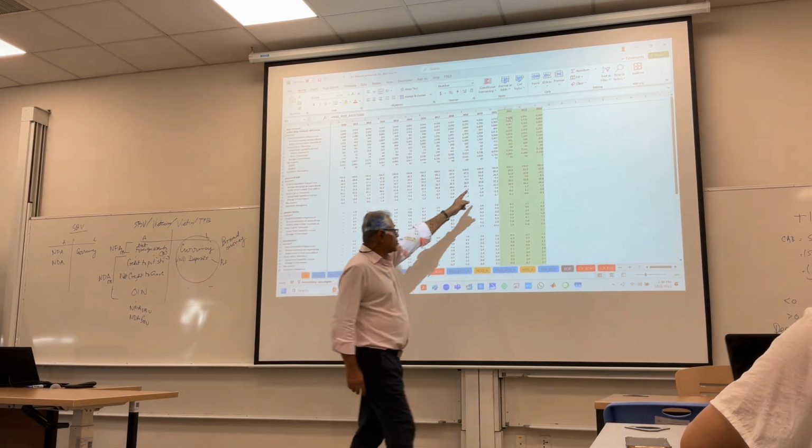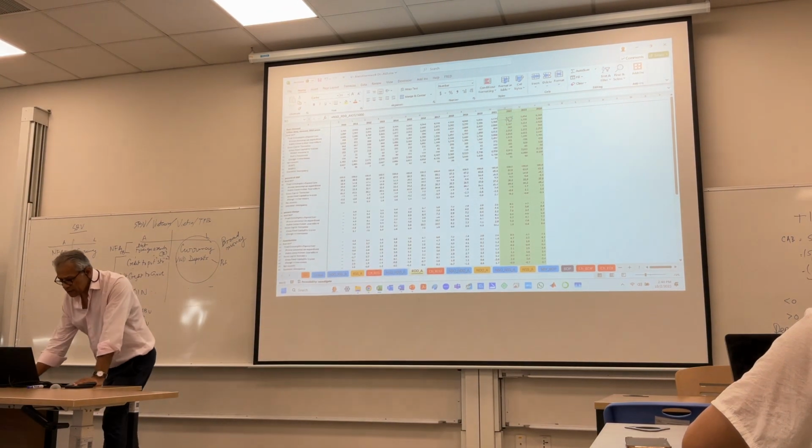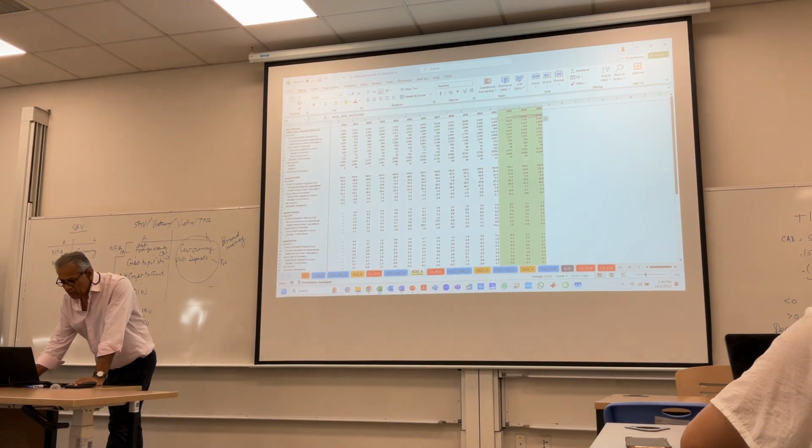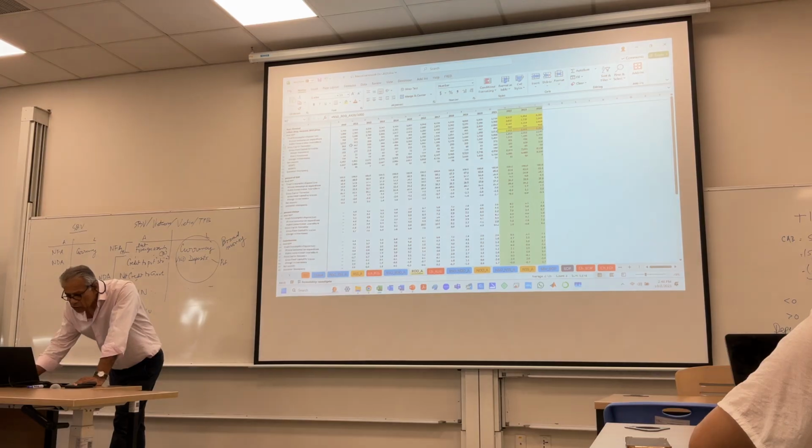So some of this data I want you to look at, find out where some of these numbers are coming from. You will notice that the real GDP is coming from the NSO. The final consumption expenditure is coming from the NSO. The private consumption and public consumption is coming from the NSO. The gross capital formation is coming from the NSO. The change in inventories and the gross fixed capital formation is coming from the NSO.